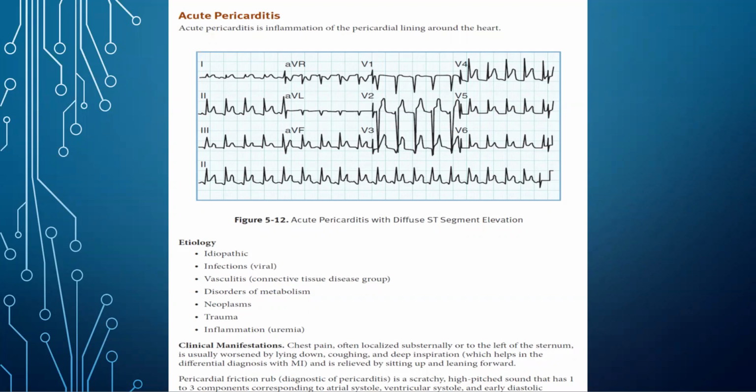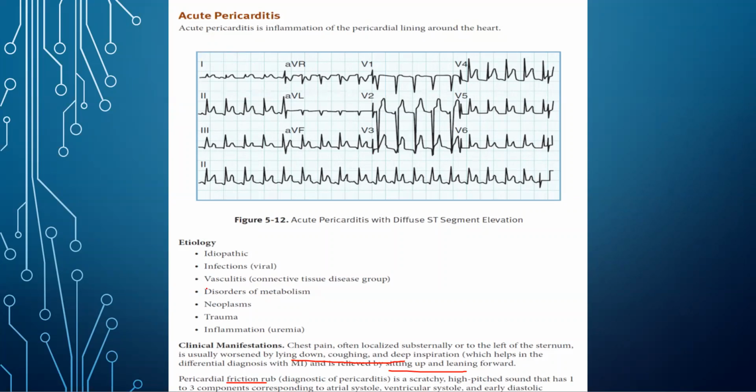And the patient comes to you with a sudden onset of chest pain, which is most likely substernal, or sometimes even left side of the chest, which gets worse with lying down, coughing, and deep breathing, and gets better with sitting up and leaning forward. Sometimes you will also get a history of recent viral flu-like illness. If you do auscultation, you can get a pericardial friction rub, which is diagnostic of pericarditis.